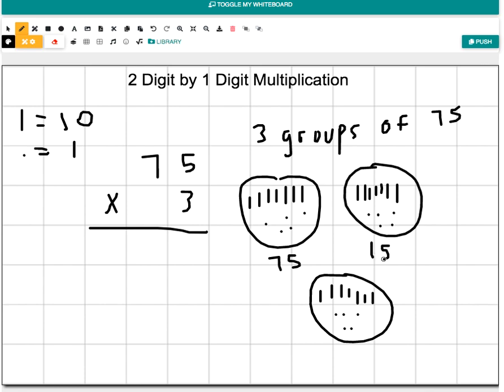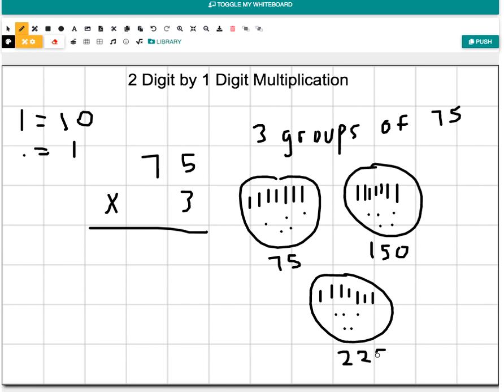All right, and I'm going to put 150 so I don't lose my count. And then I'm going to go ahead and count my last circle from 150. So 160, 170, 180, 190, 200, 210, 220, 221, 222, 223, 224, 225.